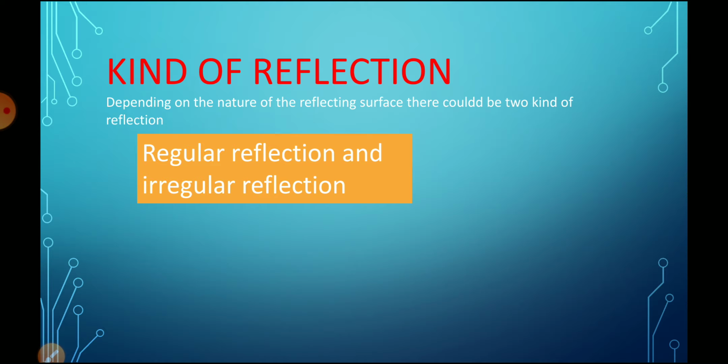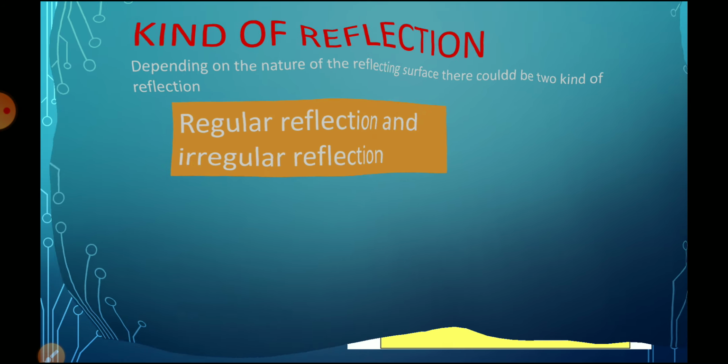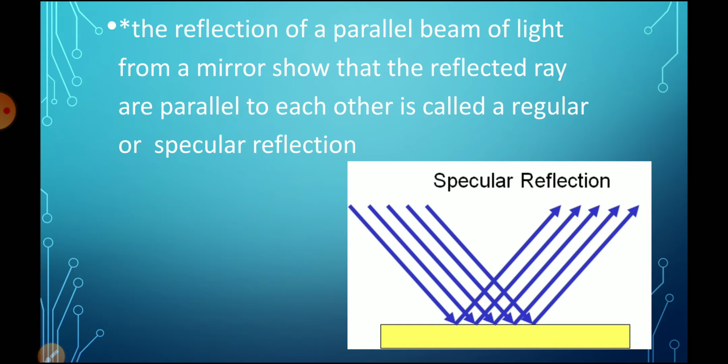Depending on the nature of the reflecting surface, there could be two kinds of reflection: regular reflection and irregular reflection. Reflection is of two types, first regular reflection and second irregular reflection. The reflection of a parallel beam of light from the mirror so that the reflected rays are parallel to each other is called a regular or specular reflection.